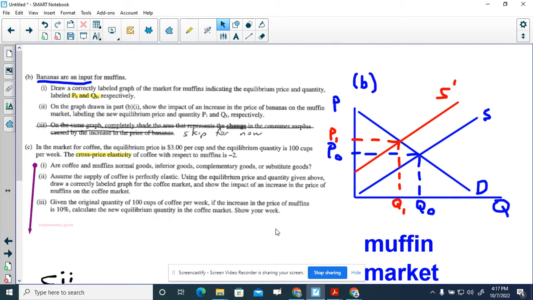All right. So my answer for part B2 looks like this. I get a decrease in supply, which I've indicated by drawing a new supply curve to the left. P1 is higher than P sub 0, Q1 is less than Q sub 0. And look at that, I get another point on the AP exam.